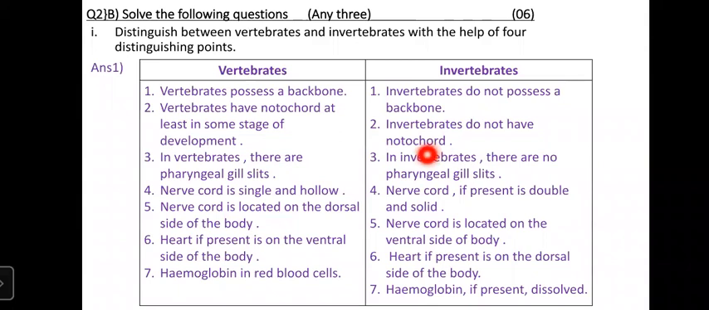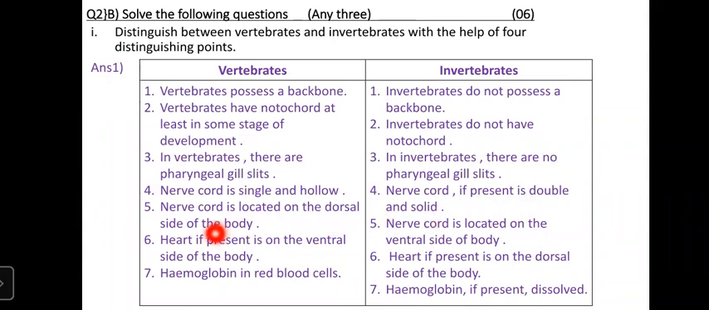Okay. Third point, in vertebrates, there are pharyngeal gill slits for respiration. Whereas in invertebrates, there are no pharyngeal gill slits. Okay, then in vertebrates, how is the nerve cord? It is single and hollow. Whereas the nerve cord in invertebrates, if it is present, is double and solid.